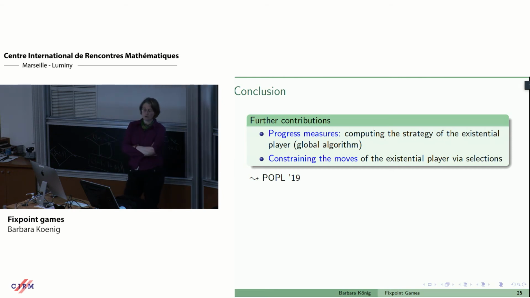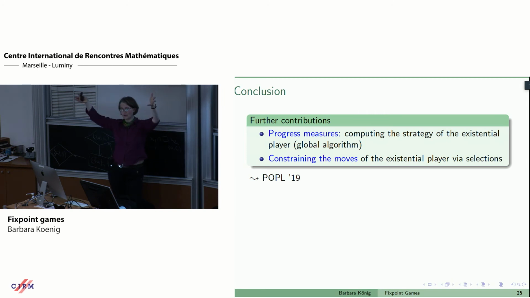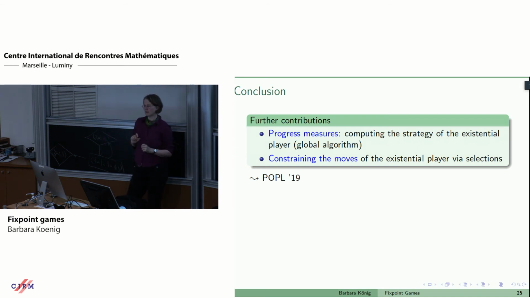It's a global algorithm, not a local algorithm that checks only for a specific game position whether the existential player has a winning strategy. Basically, it gives to every game position a vector of ordinals. The vector of ordinals tells you when you've last seen a game position with this specific index. And once you see a greater index, you have some resets. So they actually work with a lexicographical order on these vectors of ordinals.